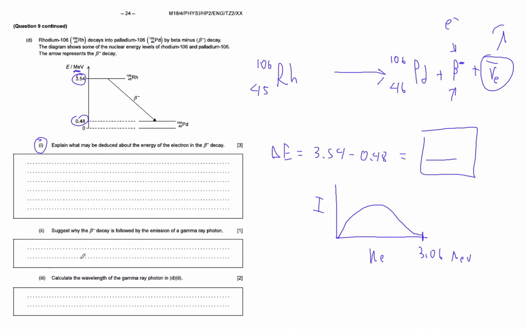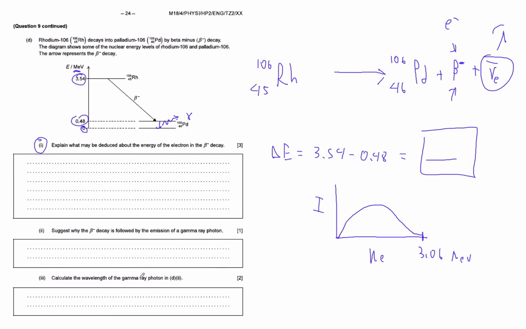Suggest why the beta minus decay is followed by the emission of a gamma ray photon. Well, this is palladium, and this is one energy level of that nucleus. Here's the ground state. So it's going to make a transition like that and give off a gamma ray. That represents the energy difference, so the decay leaves it in an excited state.